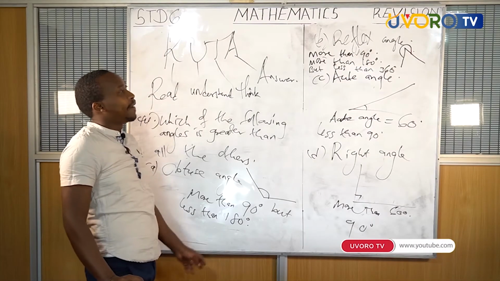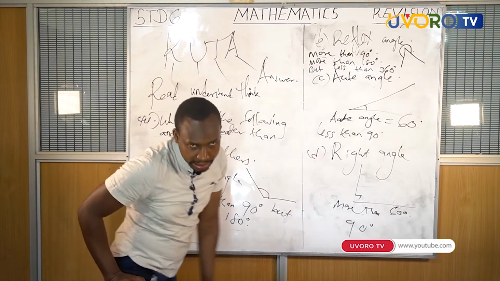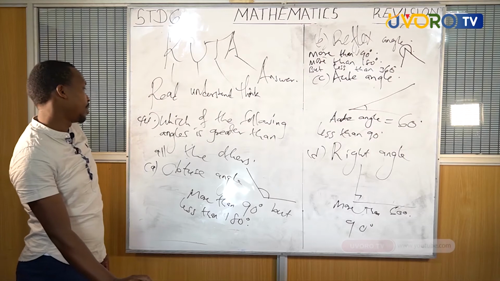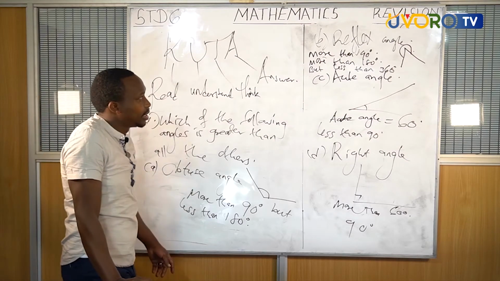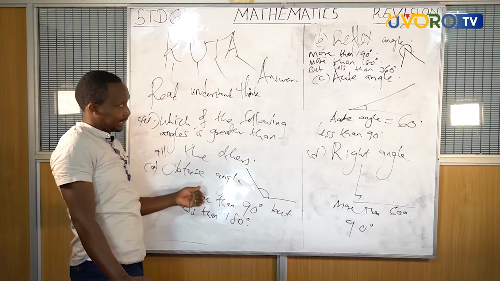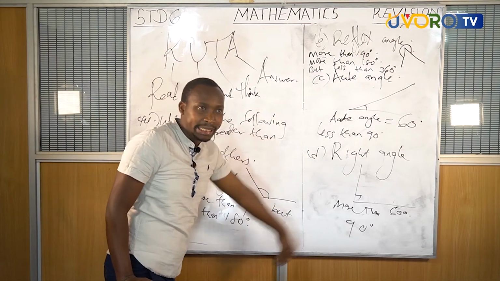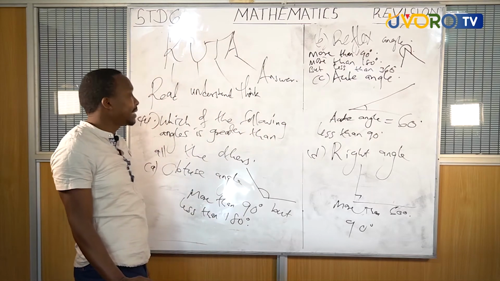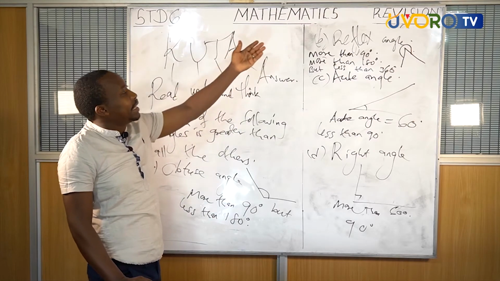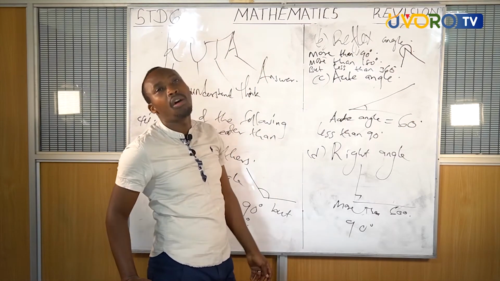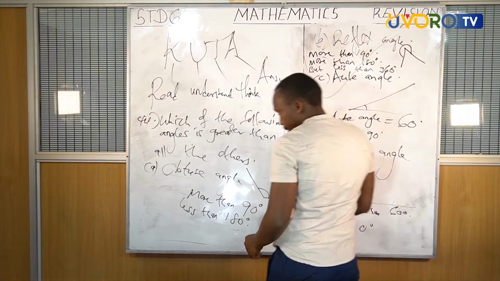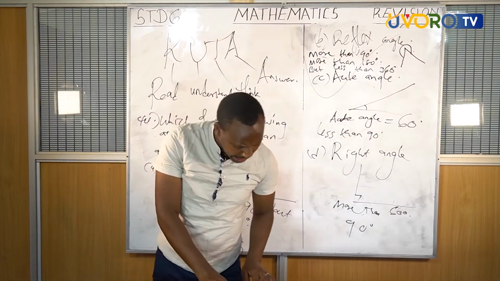So here, who is ahead of the others? Who is more than 90 degrees? We have obtuse. We also have reflex. Who is more than 90 degrees? It is reflex only, no other. So our answer is reflex. It is the one that is bigger than the others.